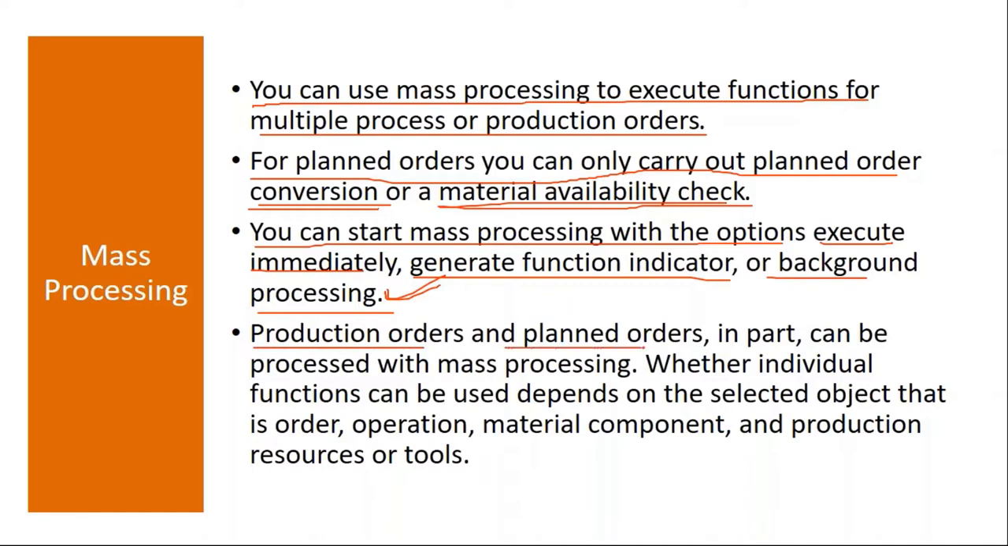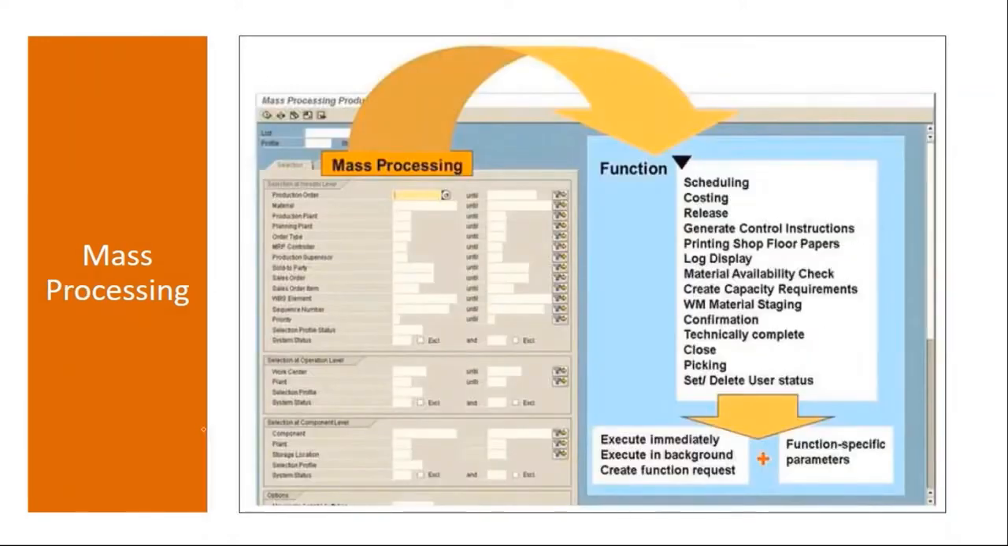Production orders and planned orders can be processed with mass processing. Whether individual functions can be used depends on the selected object, that is order, operation, material component, and production resource or tools. So what function you are going to execute depends upon the object you select, whether it is a planned order or production order. Based on that, the required function can be selected.